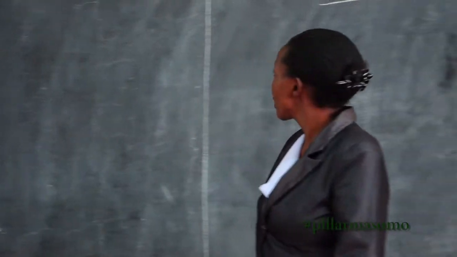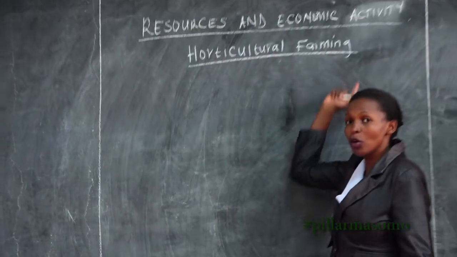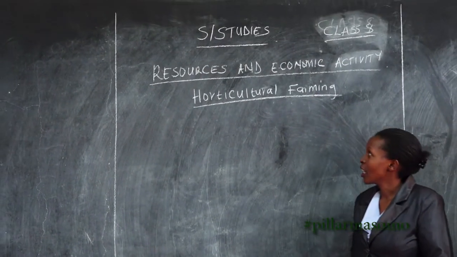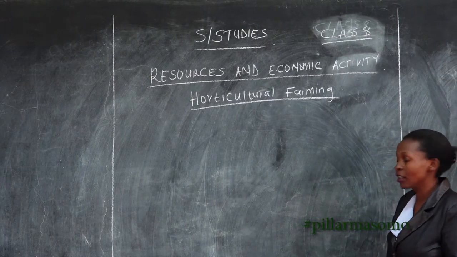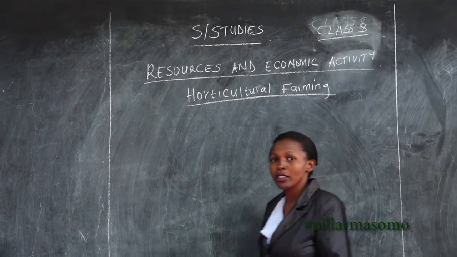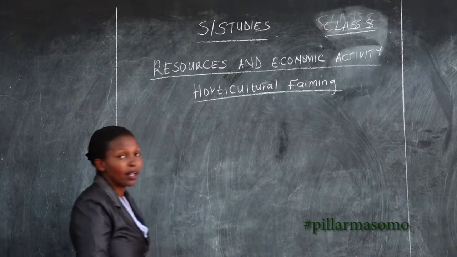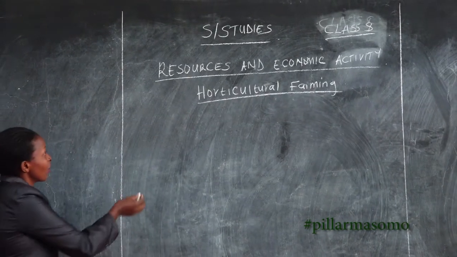The topic today is resources and economic activities. And then we have a subtopic, which is horticultural farming. We are going first of all to start by defining the word horticultural farming.